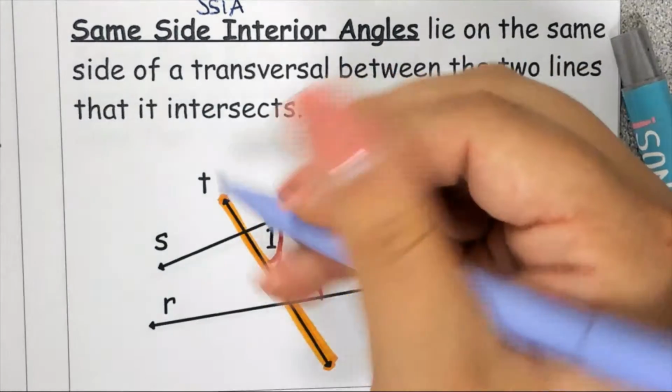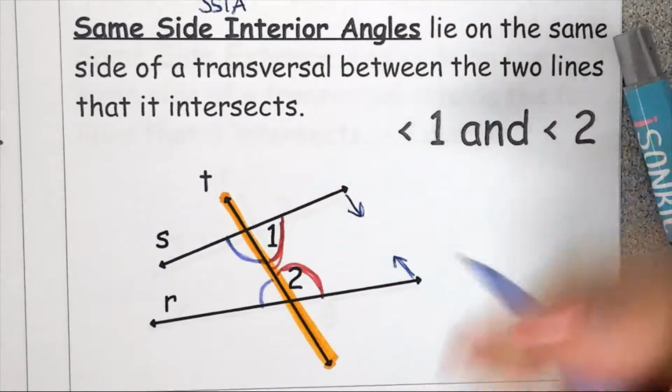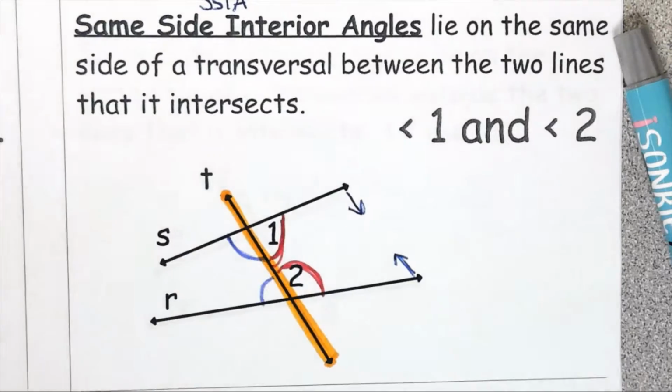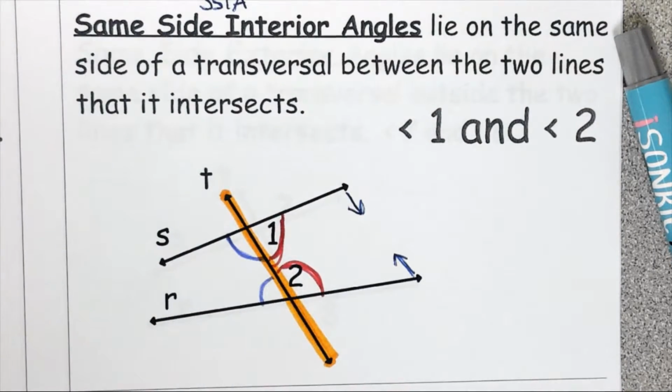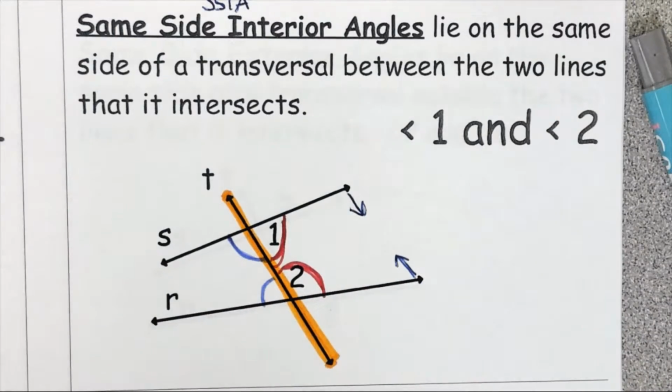And you're probably thinking, oh, but look at the other side. These purple arcs, they're on the same side and they're both inside. So those are also same side interior angles. And I know I'm making these arcs, but that doesn't mean they're congruent. I'm just showing you the ones that go with this.